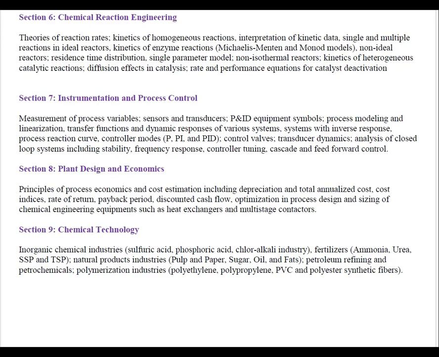Another important subject is plant design and economics, where you have to find the process economics and cost estimation by using different methods like the depreciation model, the total cost analysis and cost indices, and payback period, discounted cash flow, then some optimization. And for this we have to consider the different equipments in chemical engineering, that is the heat exchangers and the multi-stage contactors.